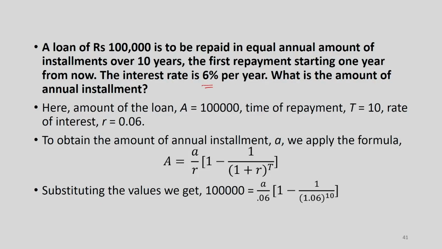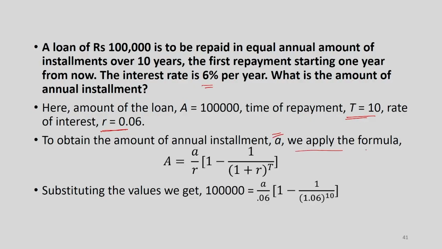Here the amount of loan, suppose that is given by capital A. Capital A is 1 lakh. Time of repayment, the period over which the payment has to be done, is given by capital T. Capital T is 10. The rate of interest is here given by 0.06, that is 6%, and that is given by small r.